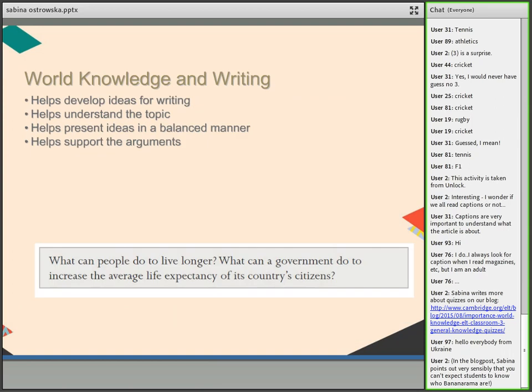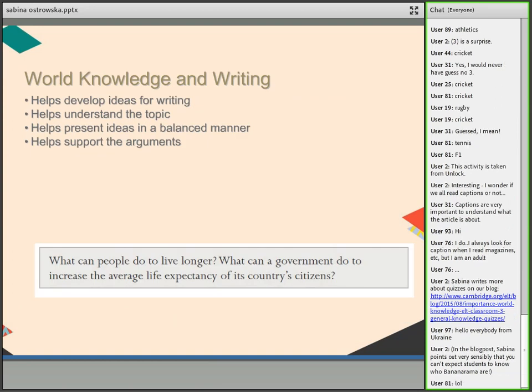Okay, let's move on now to the writing skills. Now, writing is very difficult. First of all, before you can write about anything, you need to have some idea about the topic. So having background knowledge about the topic, first of all, helps you develop ideas for writing.